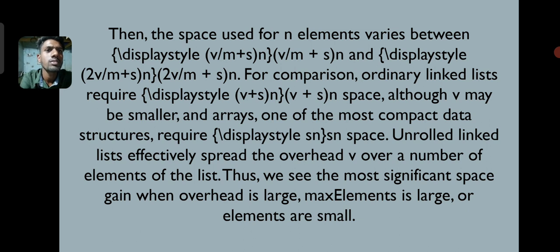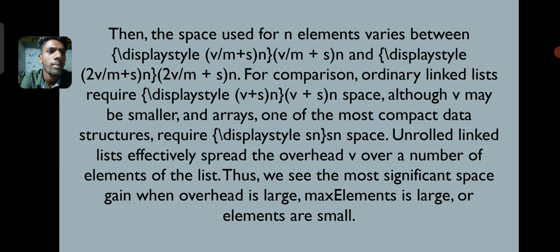Then the space used for n elements varies between v by m plus s times n, and 2v by m plus s times n. For comparison, ordinary linked lists require v plus s times n space, although v may be smaller, and arrays.